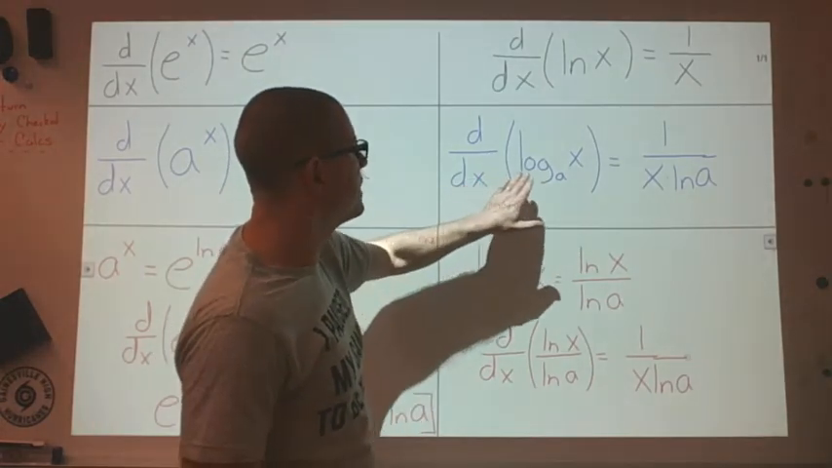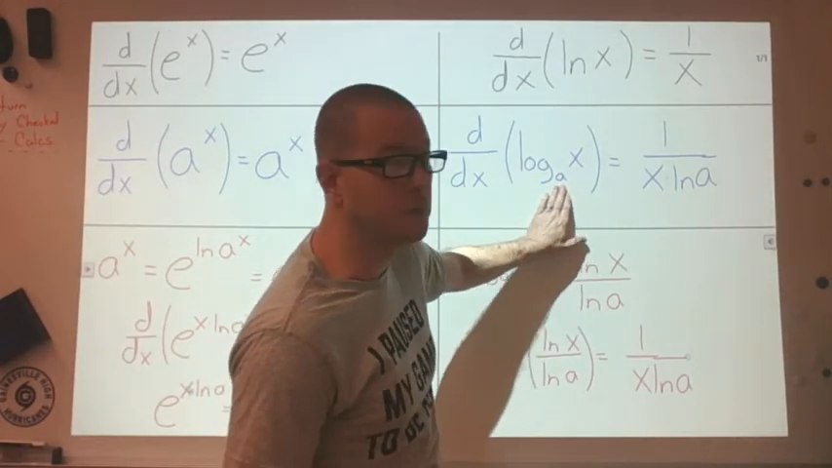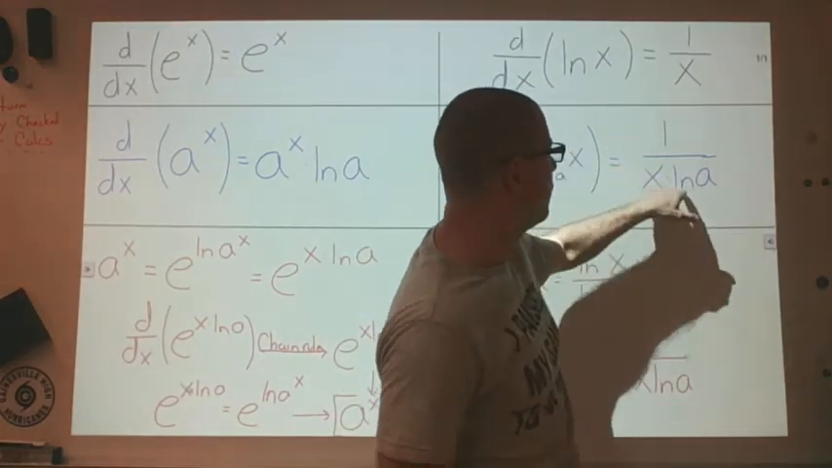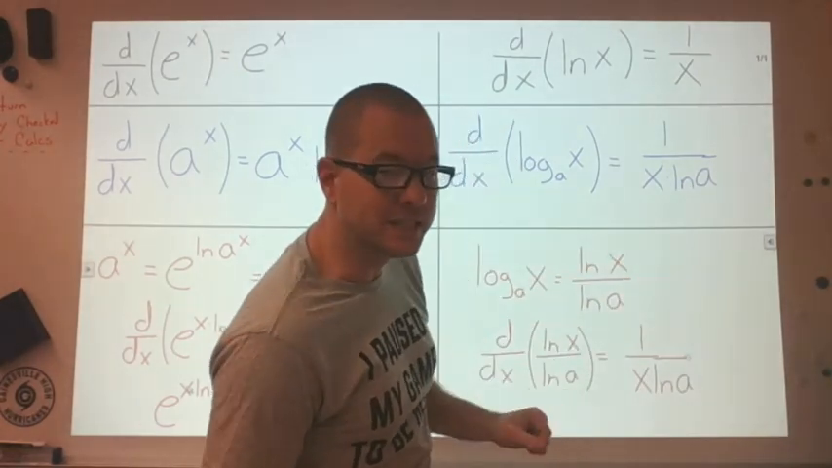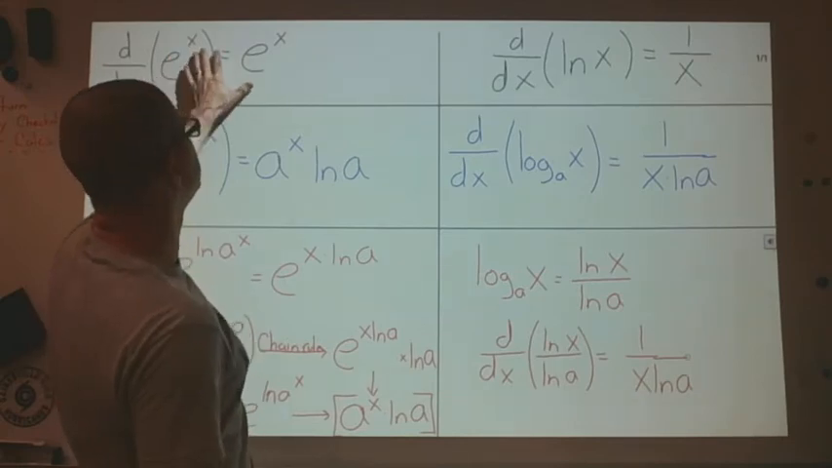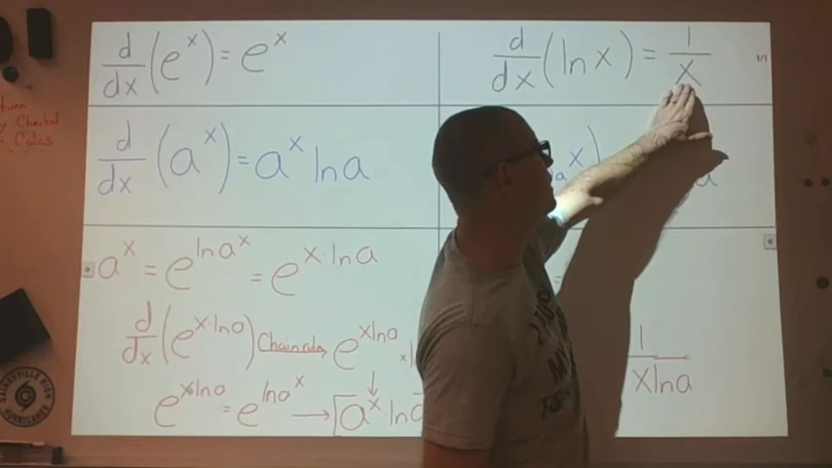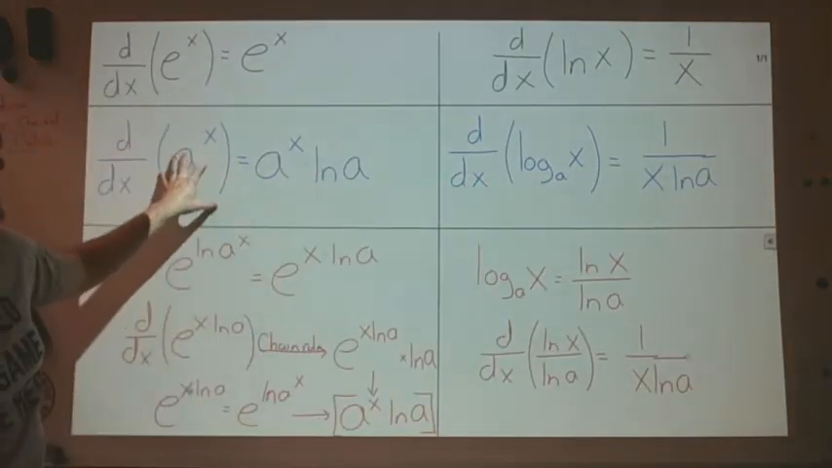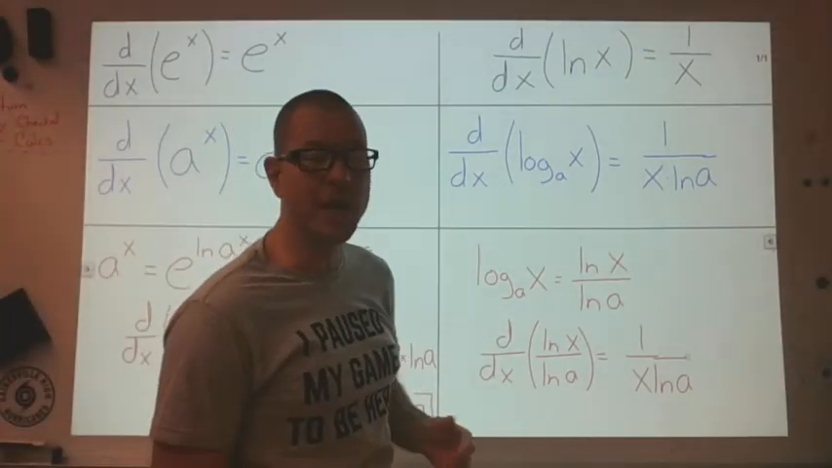The derivative of a log base a, so something that is not e, could be 2, could be 3, could be 17, doesn't matter, of x, is 1 over x with an extra natural log of a at the bottom. The reason is here. So recall, our original functions, the natural base, e to the x, natural log of x, very simple forms.